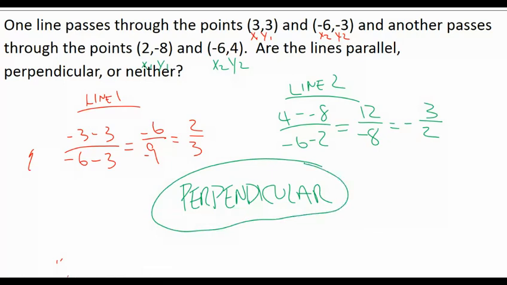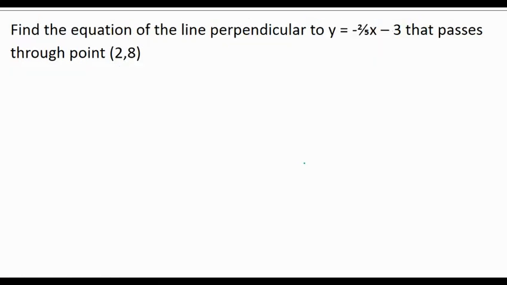All right. So let's keep moving here. Find the equation of the line perpendicular to y equals negative 2/5 x minus 3 that passes through the point 2, 8. So what were we told here? We're asked to find the equation of a line perpendicular to, and then they give us a line right here, y equals negative 2/5 x minus 3, where negative 2/5 is my slope. So if my slope is negative 2/5, what would be the perpendicular slope?